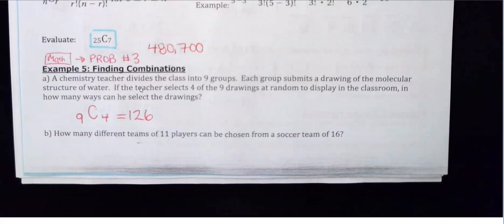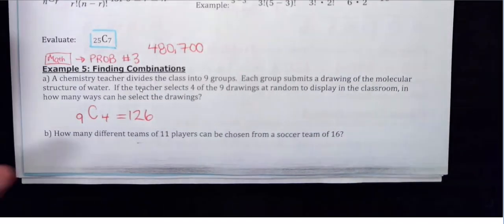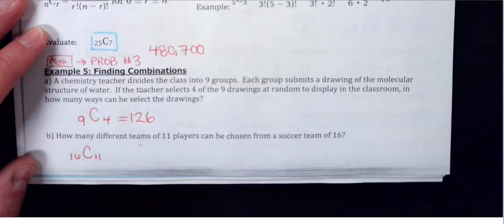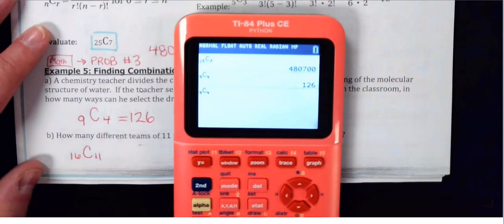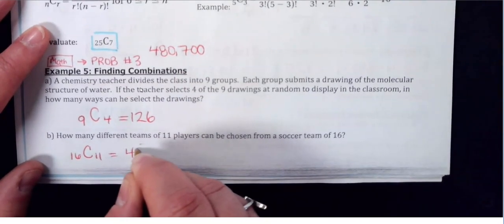Last one says, how many different teams of 11 players can be chosen from a soccer team that has 16 people on it? Doesn't say anything about this person has to play this position or anything like that. So just how many people are going to be on the field, how many 11 player groups. This would be 16, and out of that we got to put 11 people. Should be 4,368.